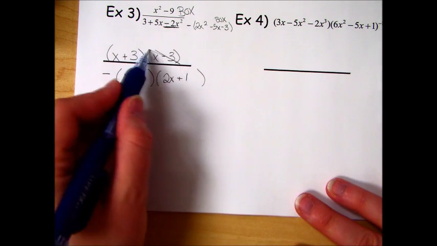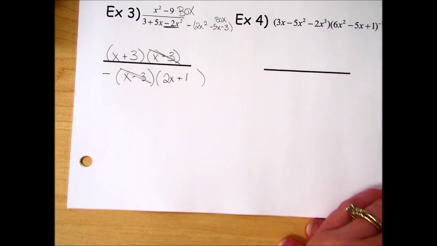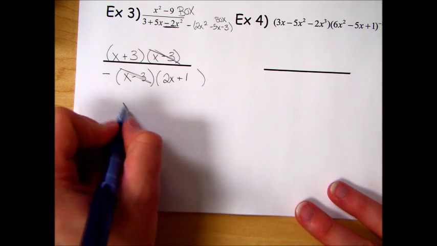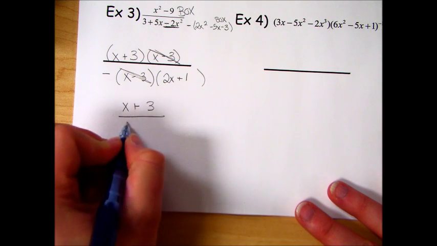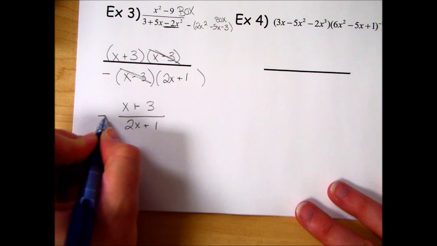I notice that the x minus 3's are exactly the same up and down, so I cancel them out. My final answer is an x plus 3 over a 2x plus 1 with a negative sign out front.